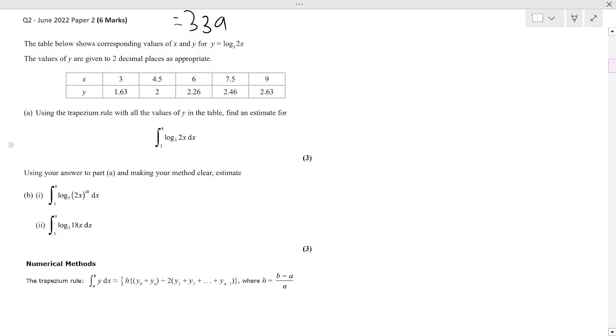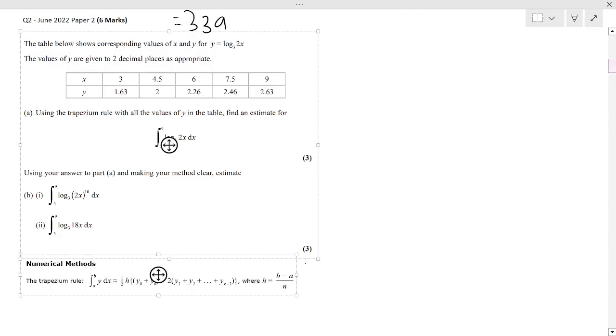So we have these values for x and y, and we need to use the trapezium rule to estimate this integral here. In the formula book, you are given the trapezium rule. I've copied and pasted it here exactly, and that's going to be crucial. You've got to recognize how to use it, but if you know how to interpret it, it's actually pretty simple.